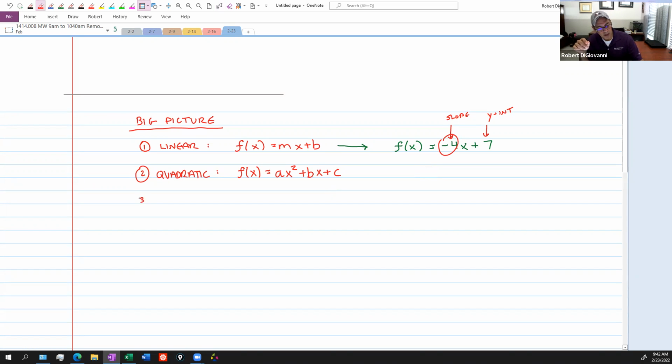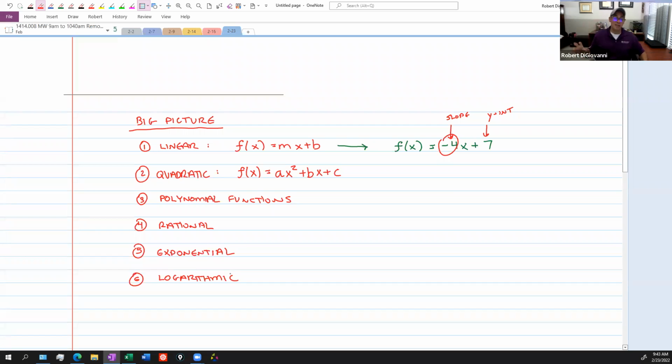The third thing we have to study in this class are what are called polynomial functions. I'll give you examples of those when we get to them, okay? The next thing is called a rational function. The fifth one is an exponential function. And the last one is a logarithmic function. Those are the 6 basic functions that everyone finishing college algebra should feel comfortable with.